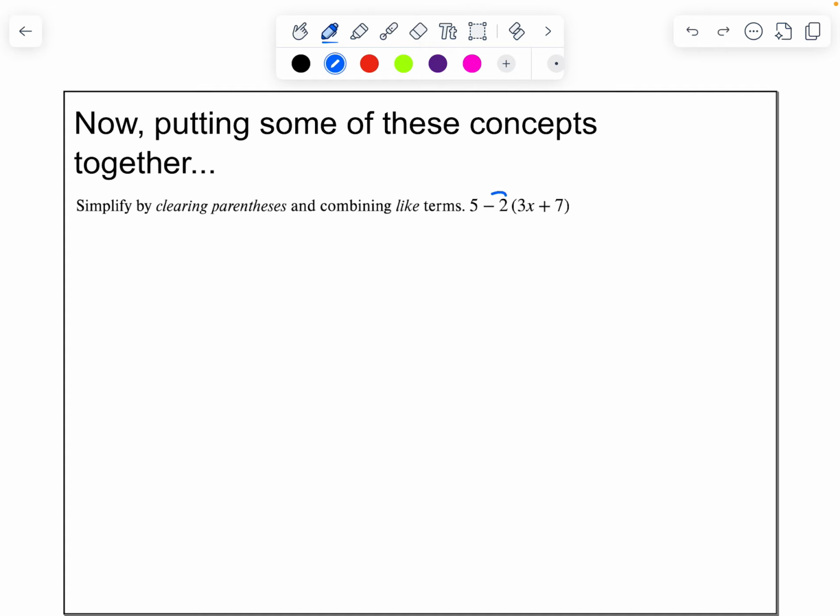Remember I said when we distribute, we have to distribute the number and the sign, so that negative 2 is going to go to both. I'm going to keep the 5. Negative 2 times 3x would be negative 6x. Negative 2 times 7 would be negative 14.